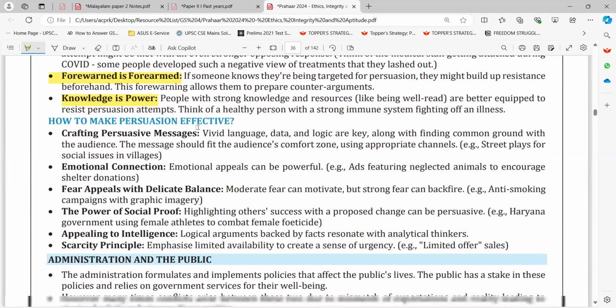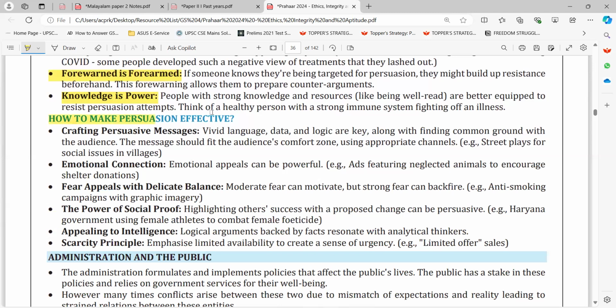Okay, how to make persuasion effective? Crafting persuasive messages, emotional connection, fear appeals with delicate balance, the power of social proof, appealing to intelligence, scarcity principle. Crafting persuasive messages: vivid language, data, and logic are key, along with finding common ground with the audience. The message should fit the audience's comfort zone using appropriate channels. Example, street plays for social issues in villages.